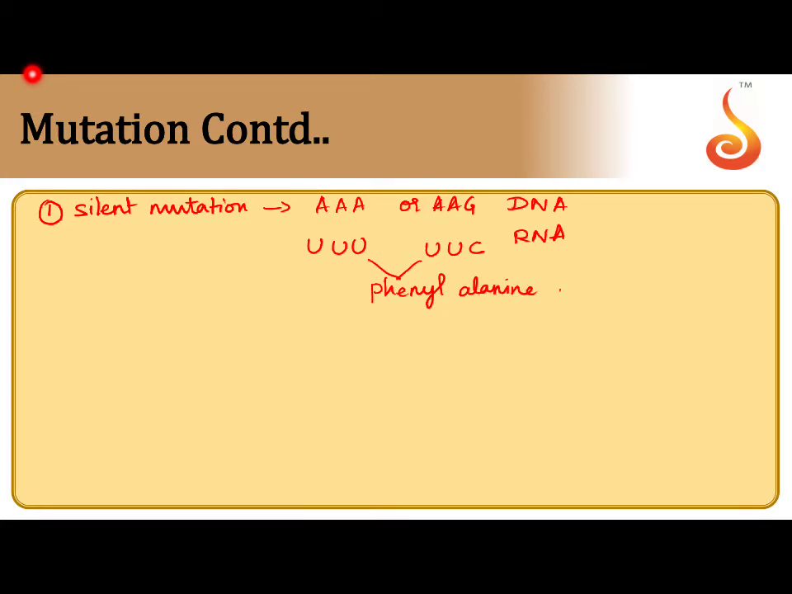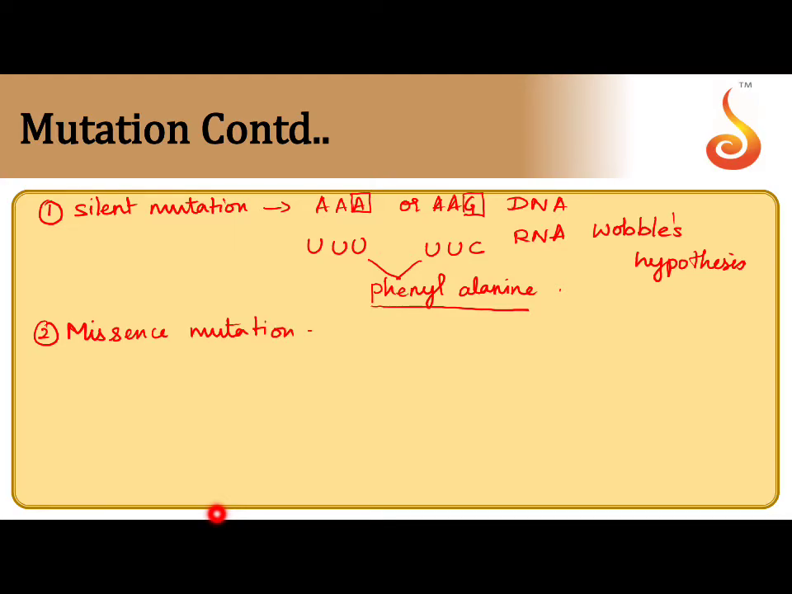So, what do you understand here? That if there is a mutation in the third position of the triplet codon, in most cases there is no difference and the same amino acid is synthesized. It depends on Wobble's hypothesis. But there is also another condition, what we call missense mutation, where we are misreading it, changing it. There is a replacement.